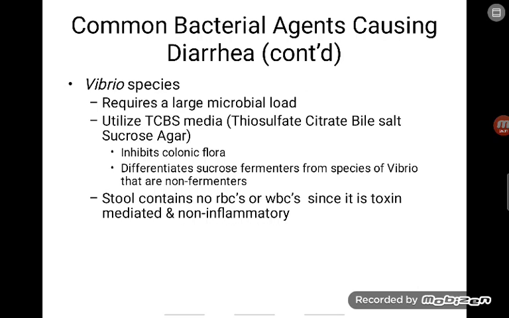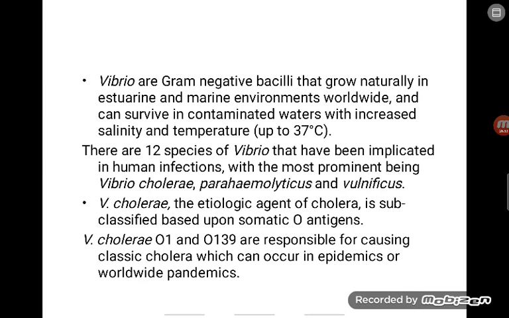In examining the stool of a patient suffering from Vibrio cholerae infection, the stool contains no RBCs or white blood cells, since it is toxin-mediated and non-inflammatory. There's no inflammation, no invasion. Vibrio are gram-negative bacilli that grow naturally in estuarine and marine environments worldwide. It means they are present in water-based environments and can survive in contaminated waters with increased salinity, in the sea and oceans, and at temperatures up to 37 degrees centigrade.